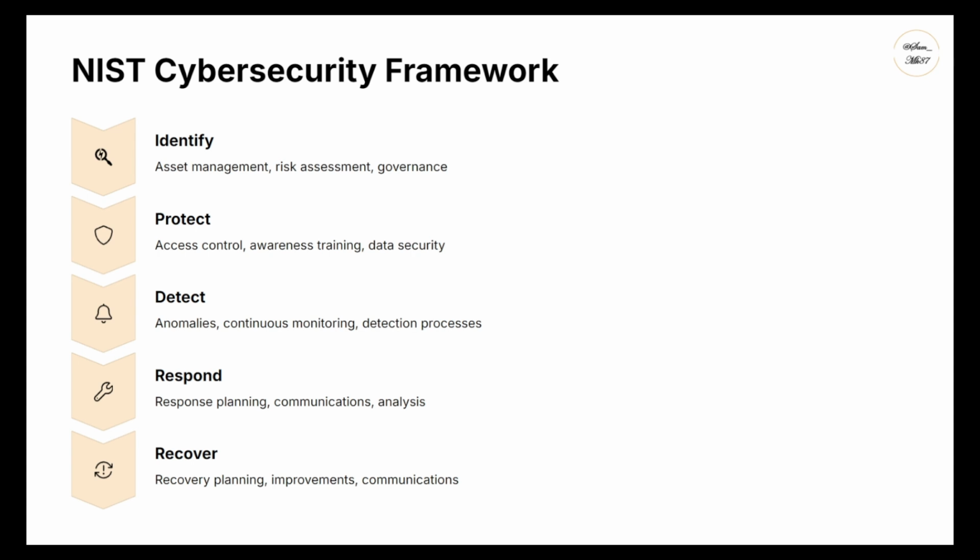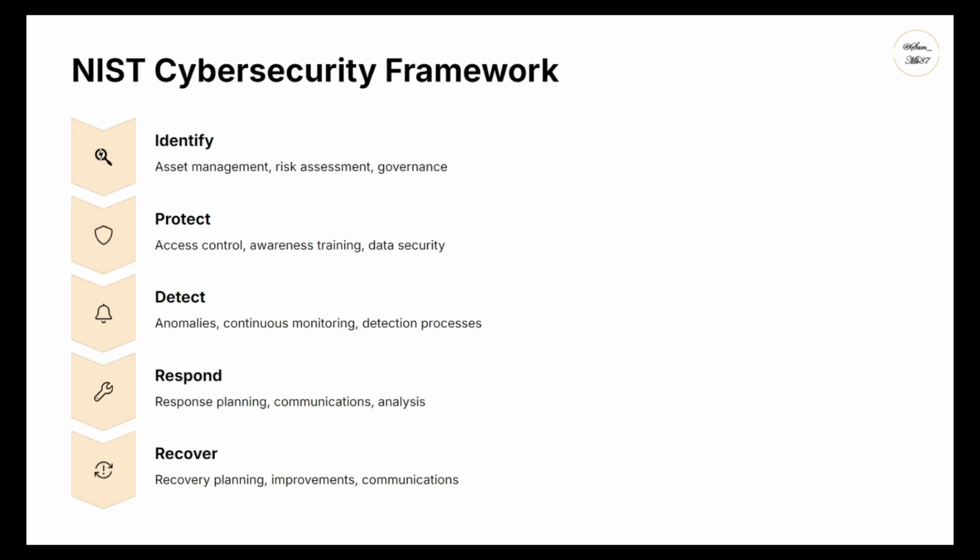This involves understanding your assets, systems, and data, as well as assessing risk and establishing governance. It sets the foundation for everything else because you cannot protect what you don't know you have. Next is protect. This function focuses on putting safeguards in place. This includes access control, security awareness training, and data protection measures. The goal here is to limit or contain the impact of potential cybersecurity events.